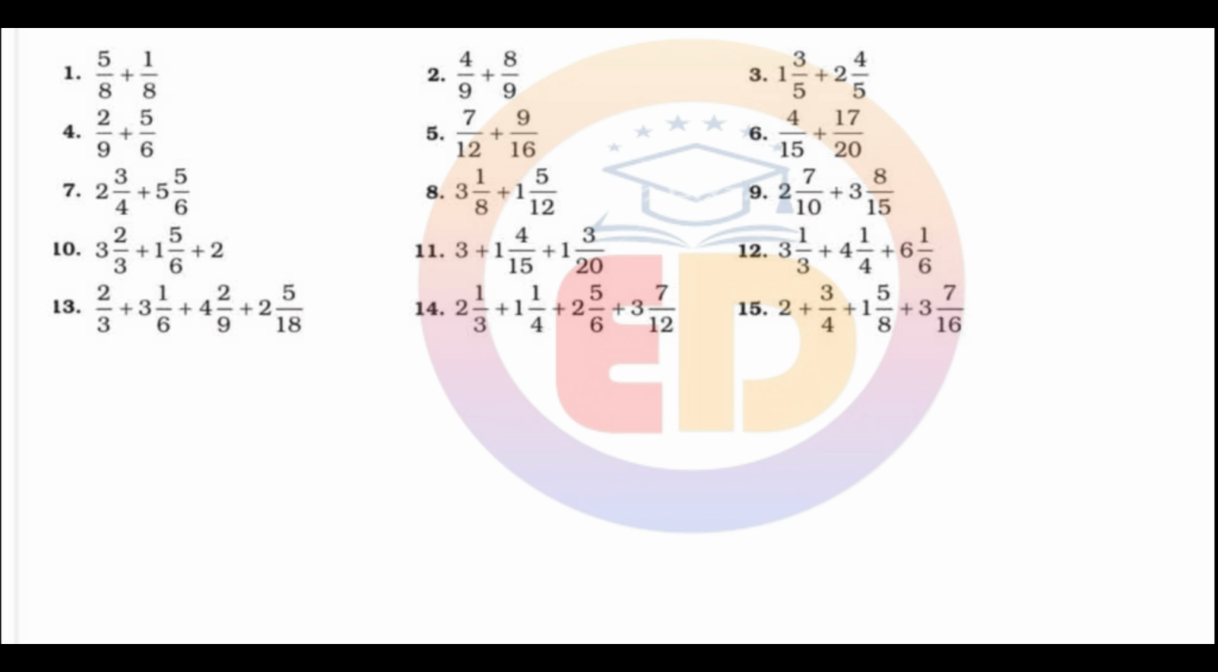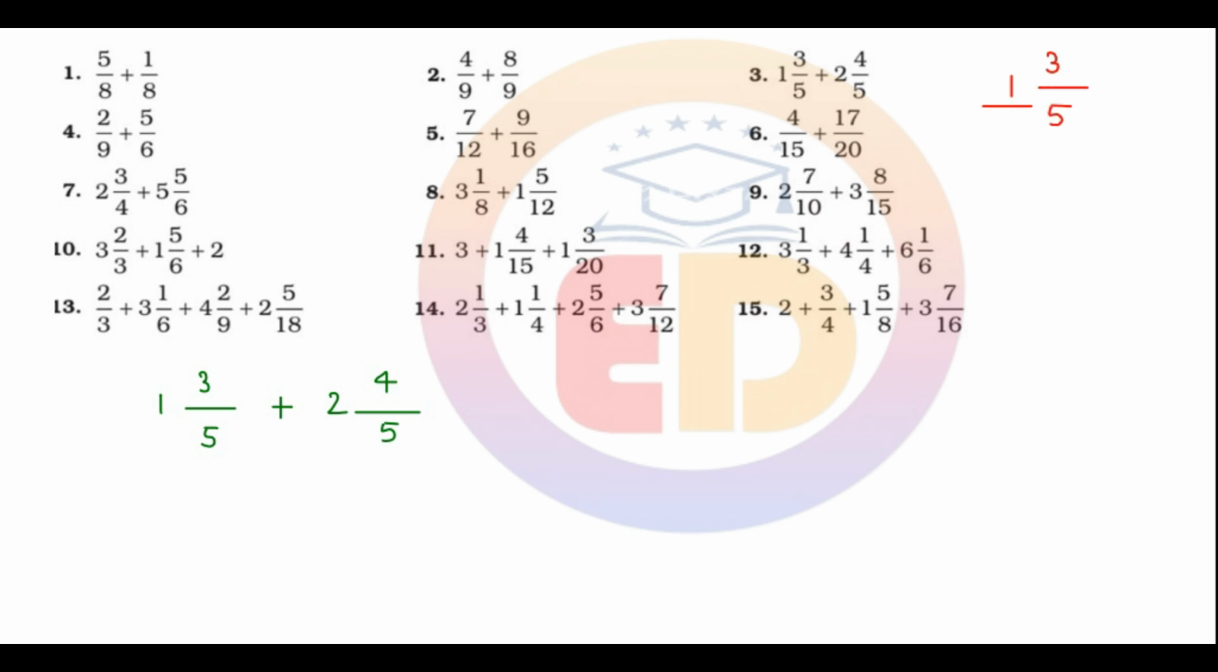Question number 3, 1 whole 3/5 plus 2 whole 4/5. Now friends, 1 whole 3/5 is a mixed fraction. So we have to convert 1 whole 3/5 from a mixed fraction to a fraction.